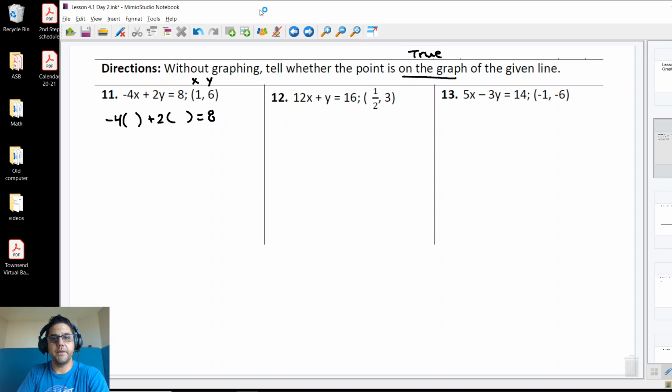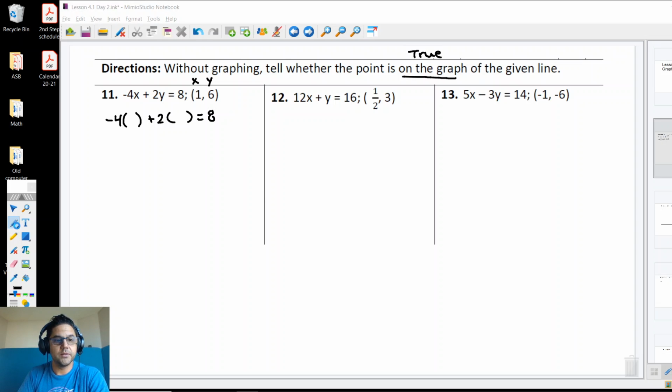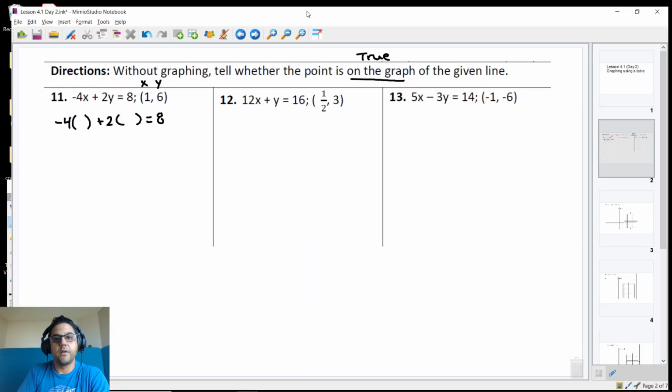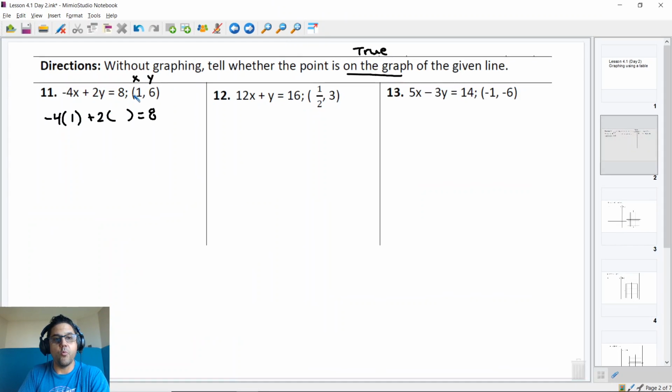So in other words, yeah, we're going to put our 1, which is the X, into the X location. And then the Y is 6. So negative 4 times 1 is negative 4. 2 times 6 is 12. And we're hoping to get an 8.